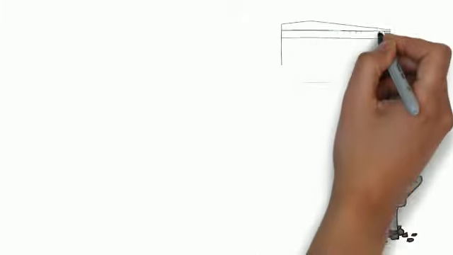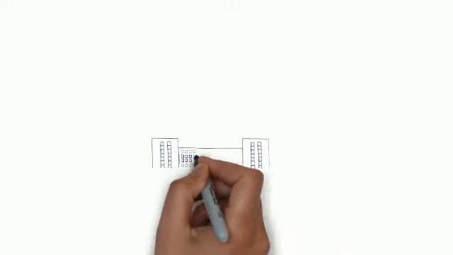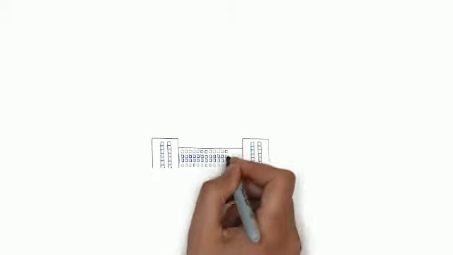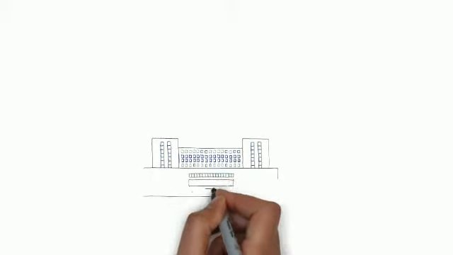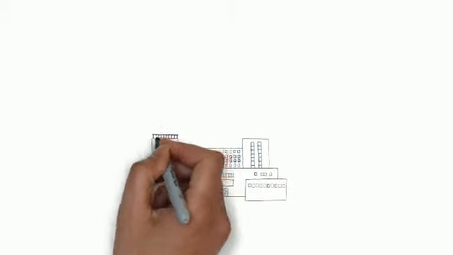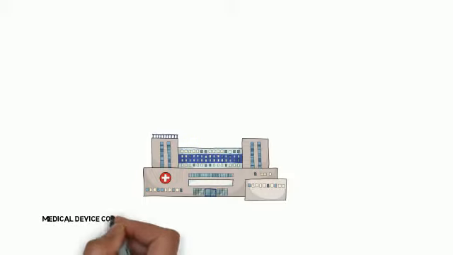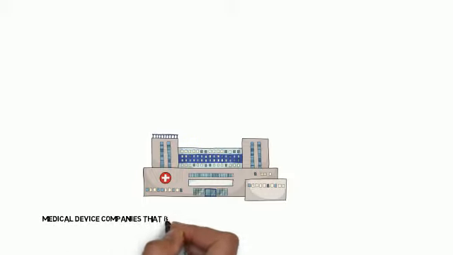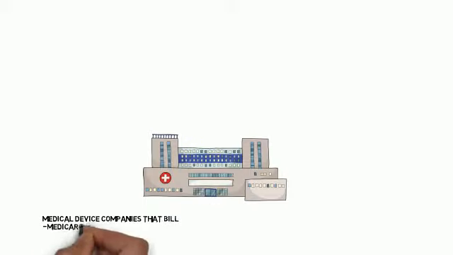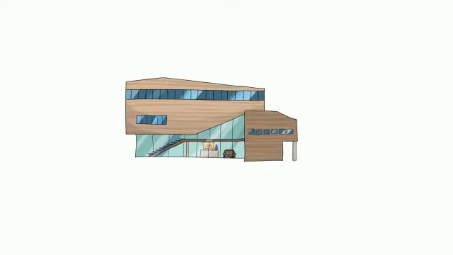HIPAA's reach extends to covered entities and business associates. Covered entities are healthcare providers that electronically bill for services. Typical examples of covered entities include Cochlear's professional customers, such as hospitals and clinics. Medical device companies may also be considered covered entities if they bill federal healthcare programs, such as Medicare or Medicaid, for products that are sold to patients. Cochlear is considered a covered entity.